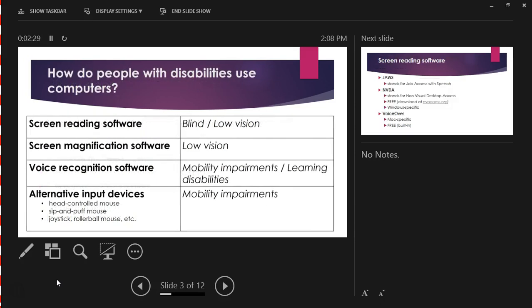So how do people with disabilities use computers? And again, disabilities is a very wide-ranging term. I myself would qualify for disability support services if I were a student here at DVC. I am not blind and I'm also not deaf, but those are the two categories we tend to think of most when we think of the word disability.